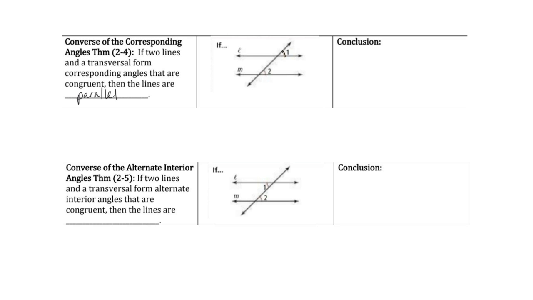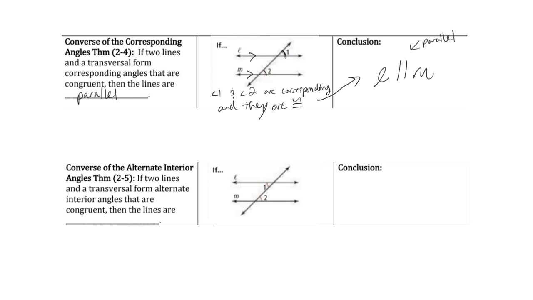See how these are corresponding. So angle 1 and angle 2 are corresponding, and they are congruent. So if they're corresponding and they're congruent, then L and M we can say are parallel. And this symbol means parallel.